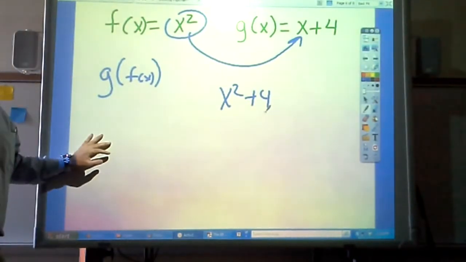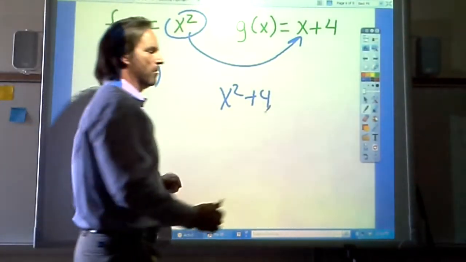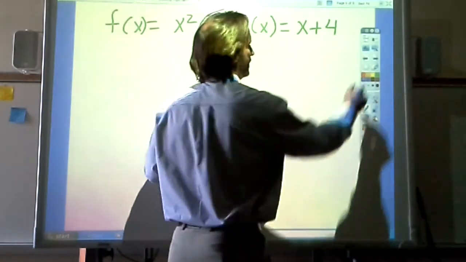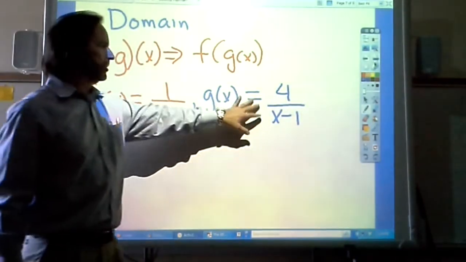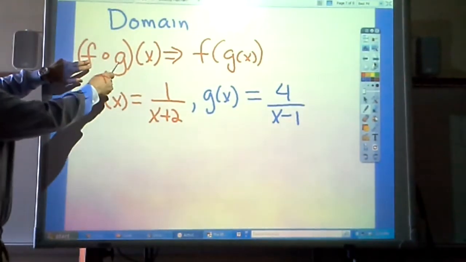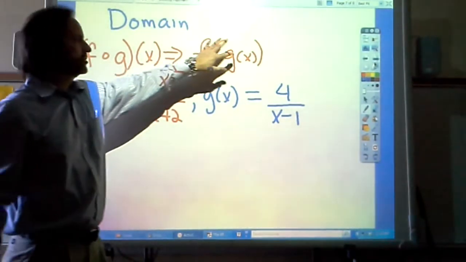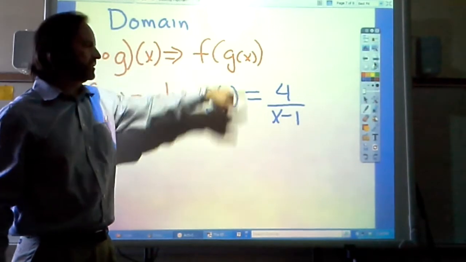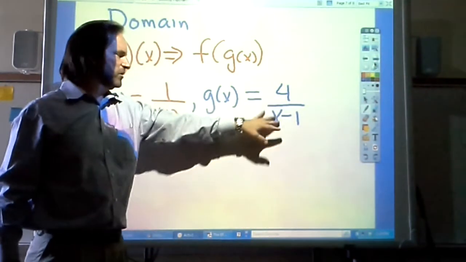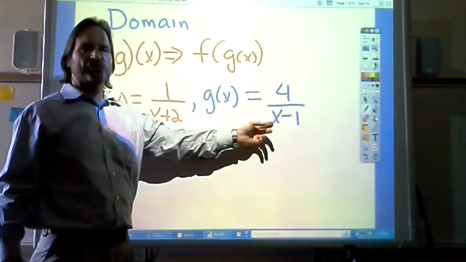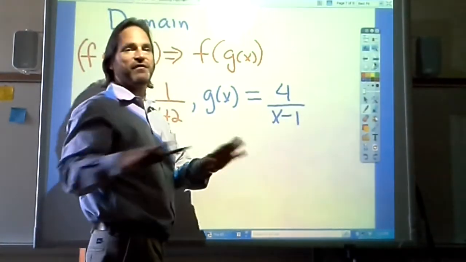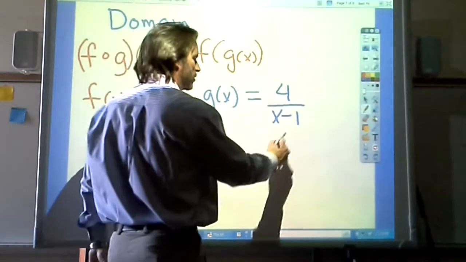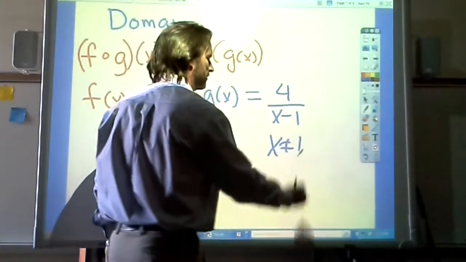Okay? Now the tricky part is domain. You've got 2 considerations. You look at your original function. I'm going to do F composed with G. Okay? Notice my input for F is G of X. First thing, I look at this function here. What's G of X? I've got a rational function. X can't be 1 here. 1 minus 1 is 0. That would be undefined because it's in the denominator. So I start off with X can't be 1.